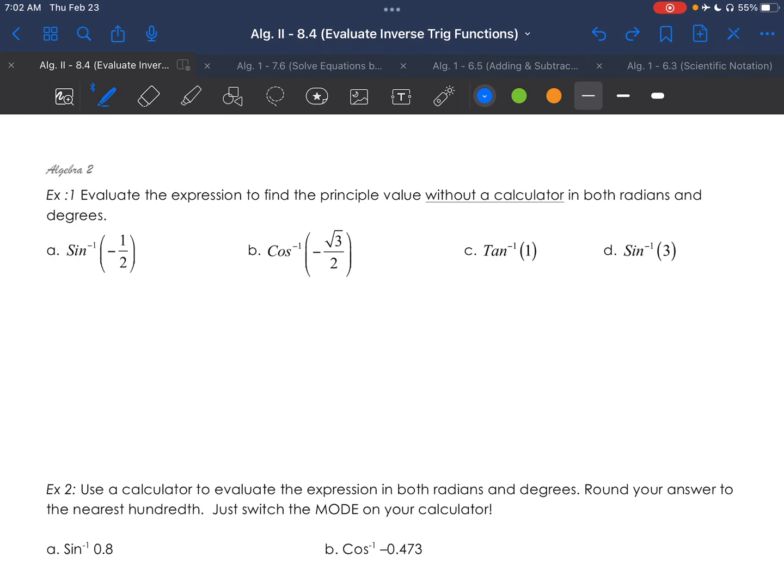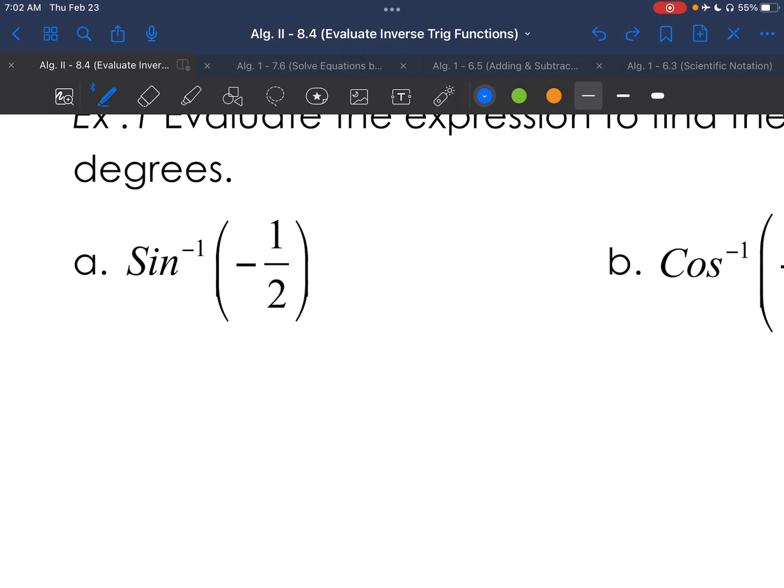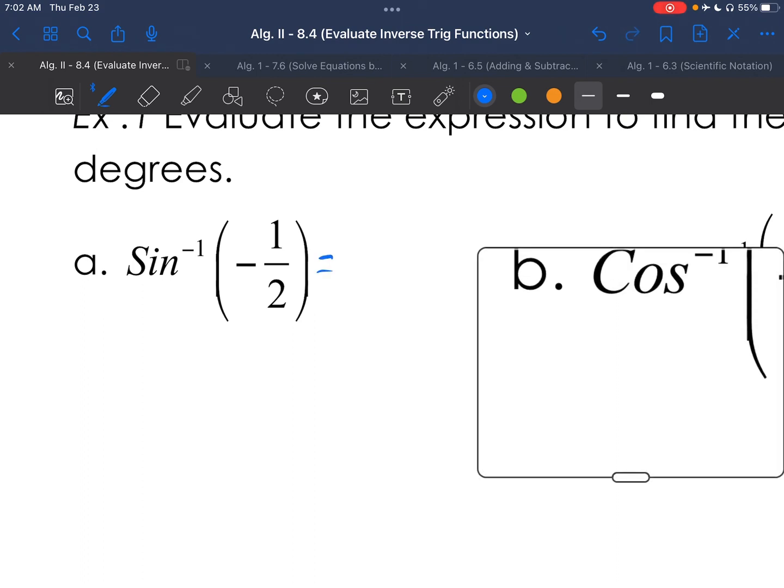So when you have the inverse sine of negative 1/2, that means your value of sine gave you negative 1/2 for sine of some angle. So we're trying to figure out what was the angle. So what that's saying is that's equal to some y or some theta.